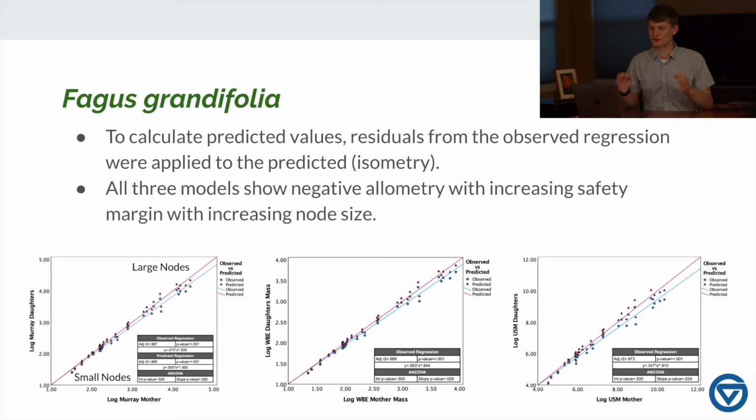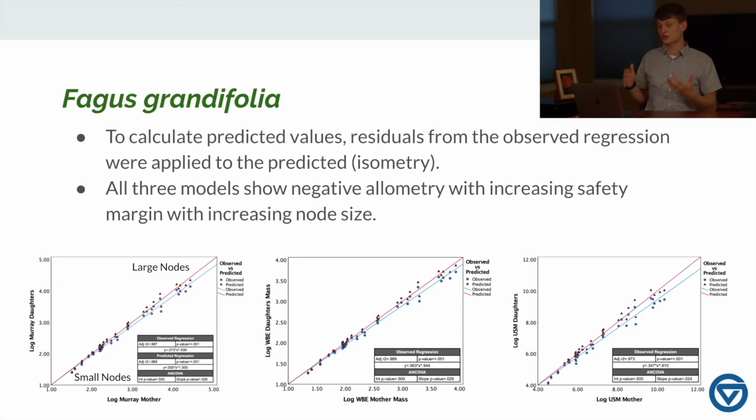But actually getting to the results for Fagus grandifolia, in this case all three models show negative allometry. They show a significant difference from isometry, or from the predicted, and they have an increasing safety margin, an increasing deviation associated with increasing node size. And I'll interpret that for each of these models. Looking first at the left again with Murray's law, we see that as the nodes get larger, that deviation from the predicted also gets larger, and that means that in the larger nodes they're going to be less hydraulically efficient, but that also means that they're going to be less likely to experience an embolism, and that's why it's called a safety margin. Because if you're optimized for the task, you also might open yourself up to some risk.